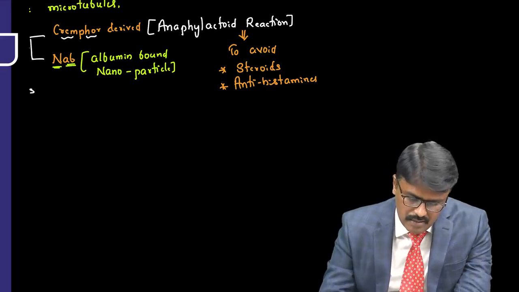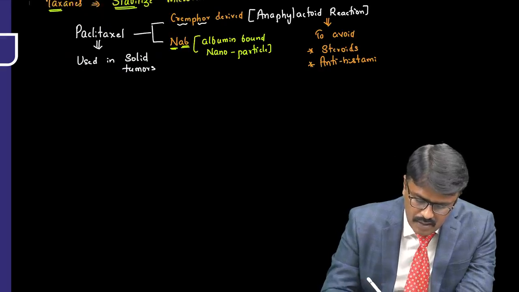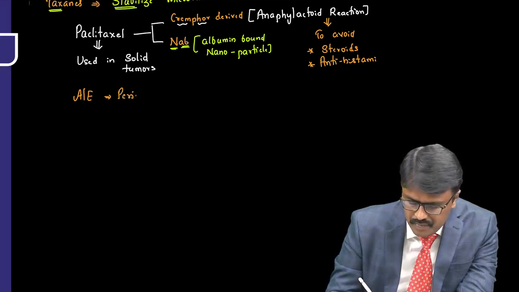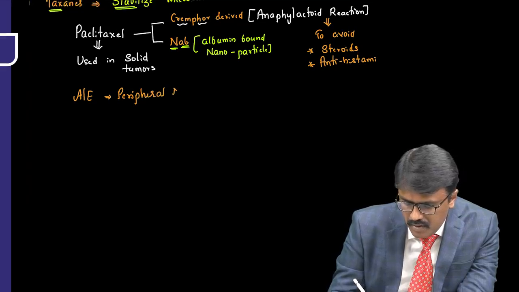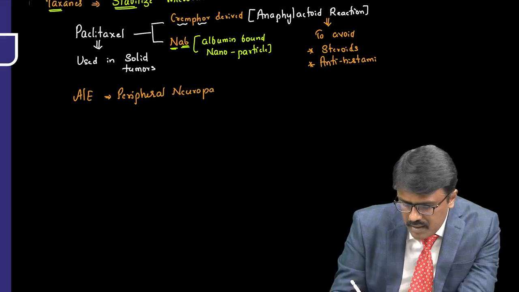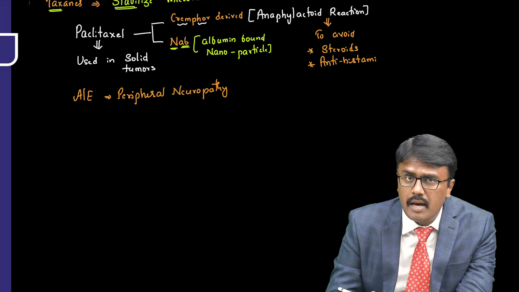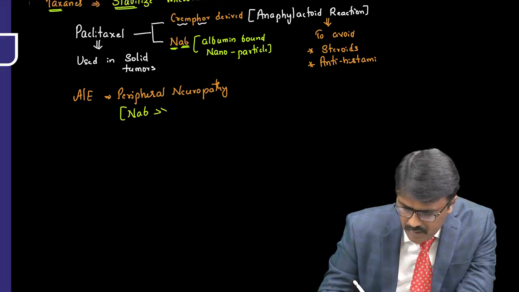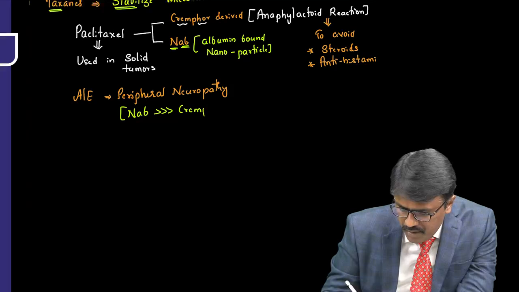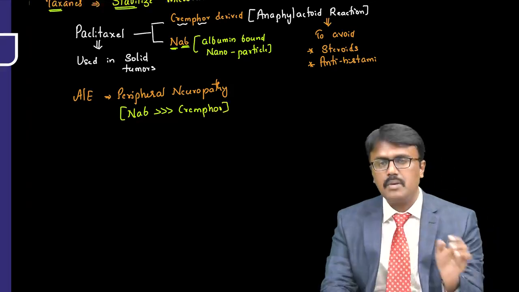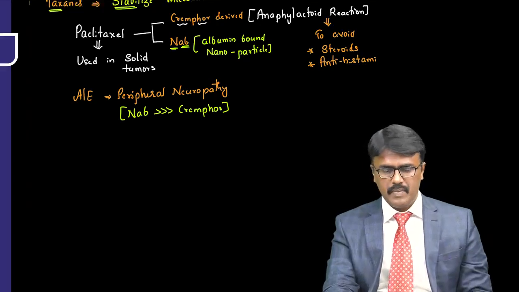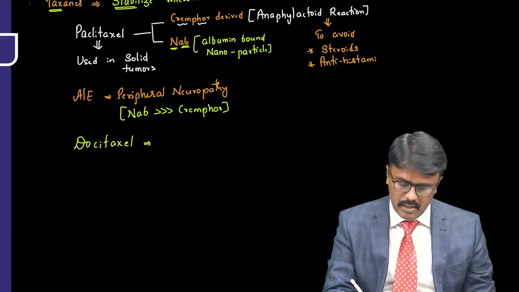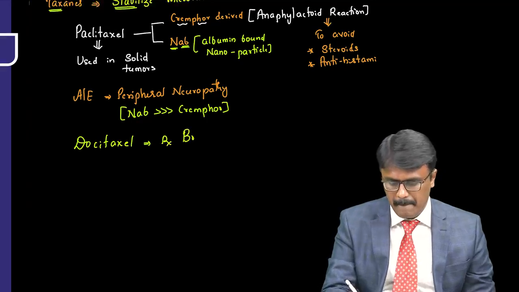Now these taxanes, paclitaxels, what is the adverse effect? They can also produce peripheral neuropathy. This peripheral neuropathy is more with the NAB paclitaxel compared to the camphor derived. Then we have another taxane called docetaxel, and docetaxel is used in the treatment of breast cancer.